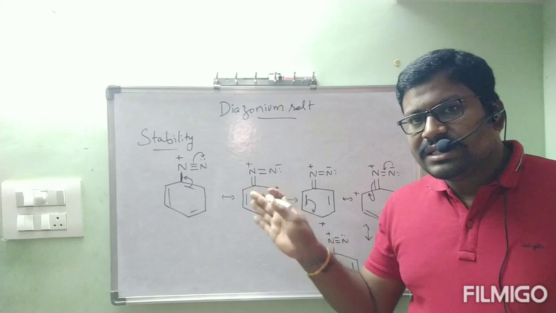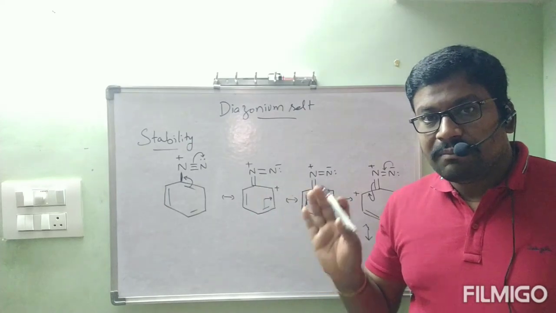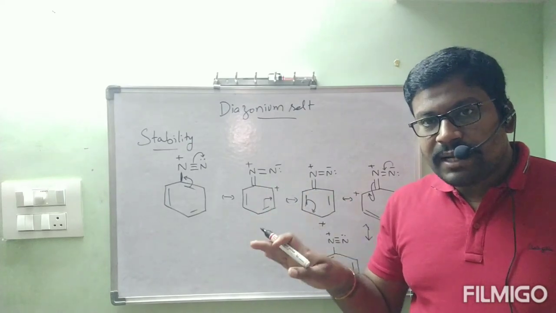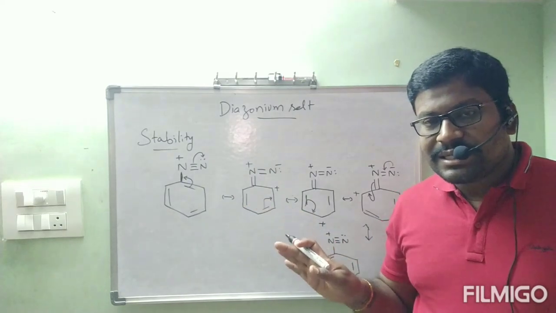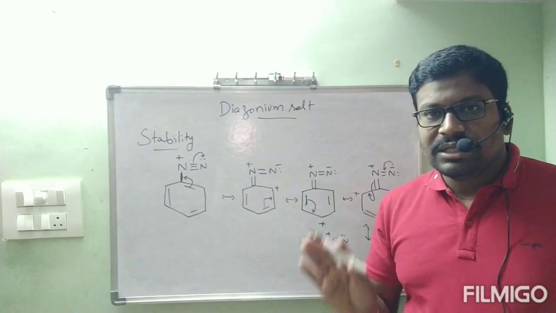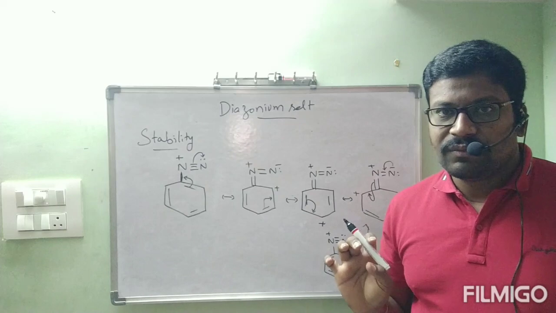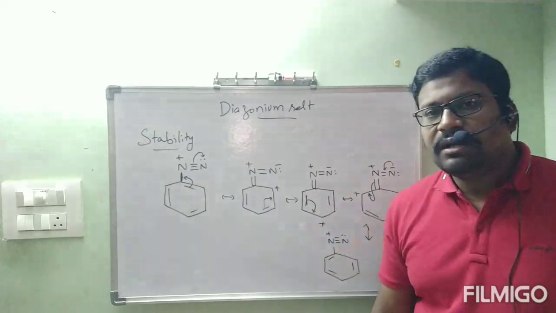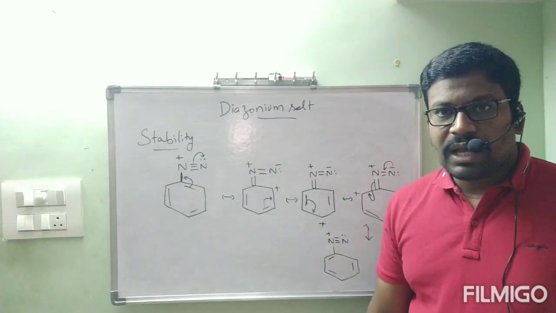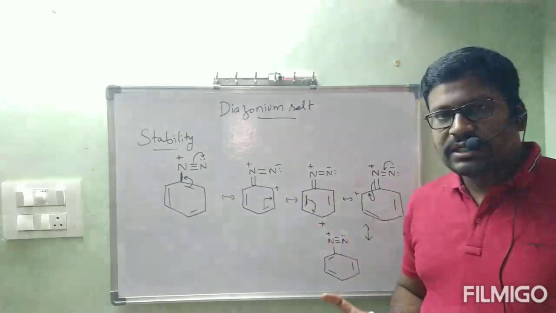That's why this is less stable at room temperature. But this one gets stabilized by these resonance structures at very low temperature, 0 degrees centigrade, where it is stable. This is about the stability of diazonium salt. Okay, I hope you understood. These are the resonance structures.